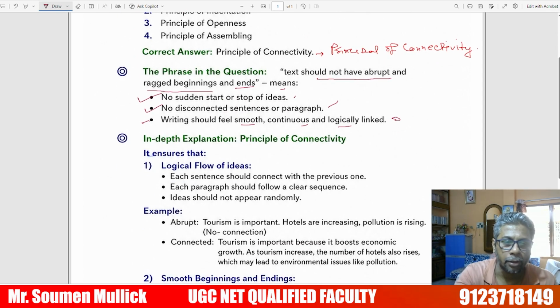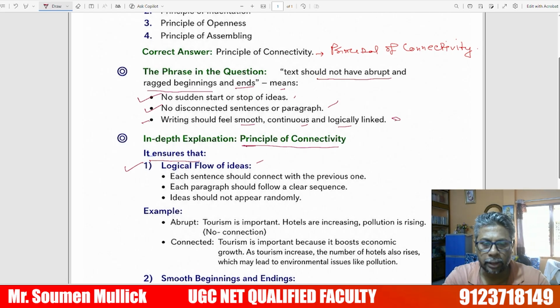In-depth explanation of the principle of connectivity: logical flow of ideas. It ensures the logical flow of ideas. Each sentence should connect with the previous one. Each paragraph should follow a clear sequence. Ideas should not appear randomly. This is the logical flow of ideas. The previous sentence and the current sentence should be linked.